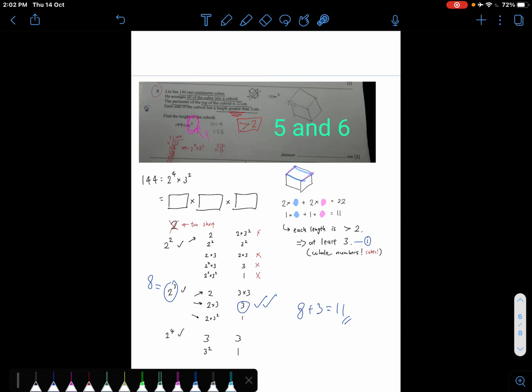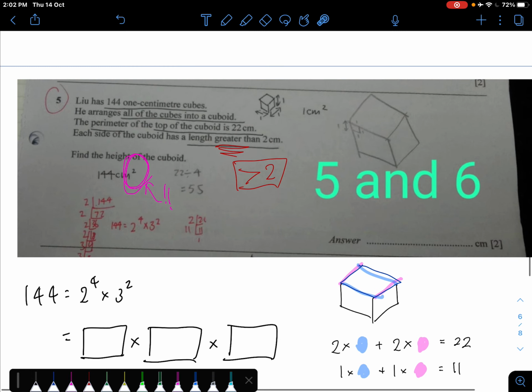Hi, so for this question, I had to think a bit. So let me show you my first not so efficient approach. Number one, you need to realize that these are all 1 centimeter cubes, right? So it's really just 1 cm cube, cubic centimeter. Here we put square, something wrong with your units, okay?